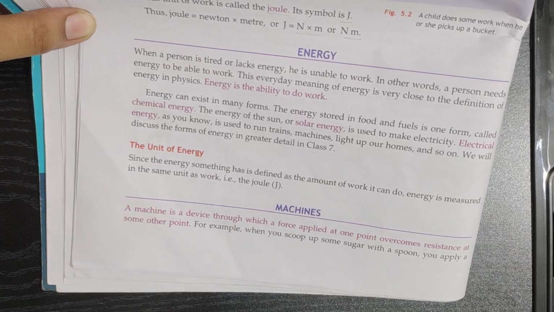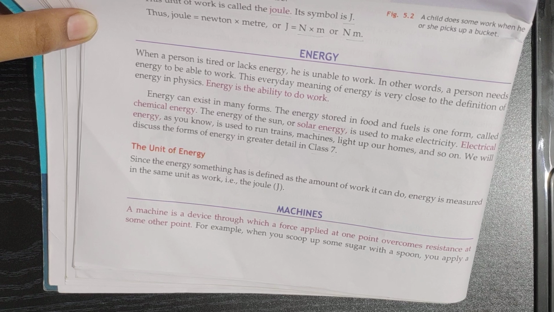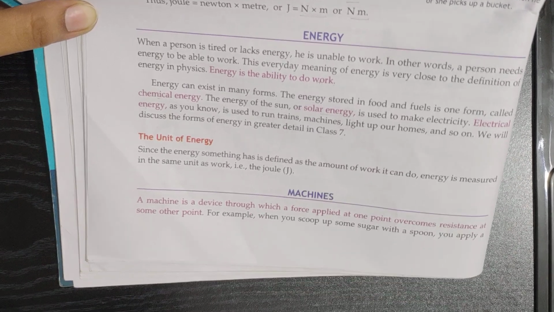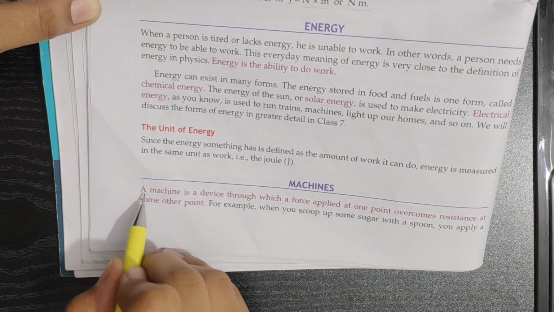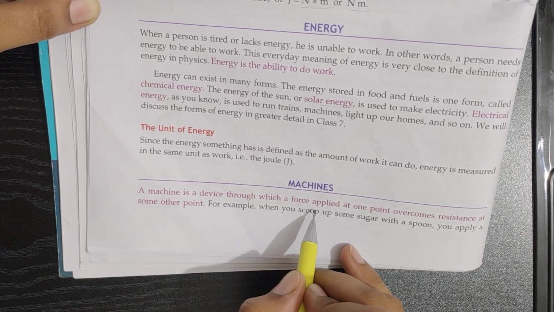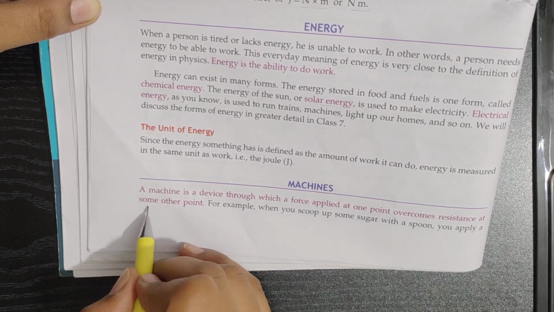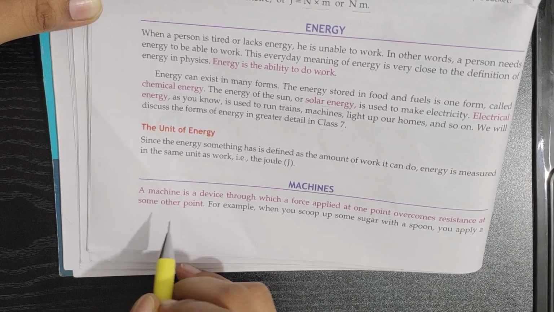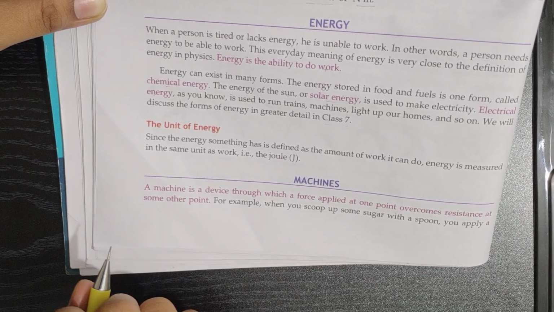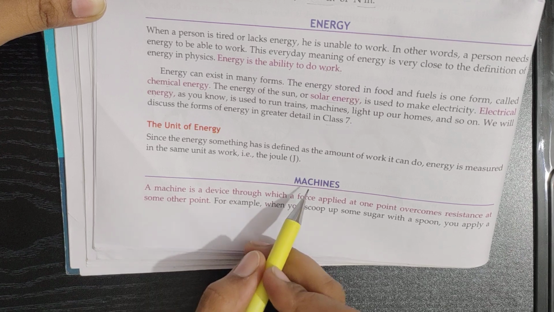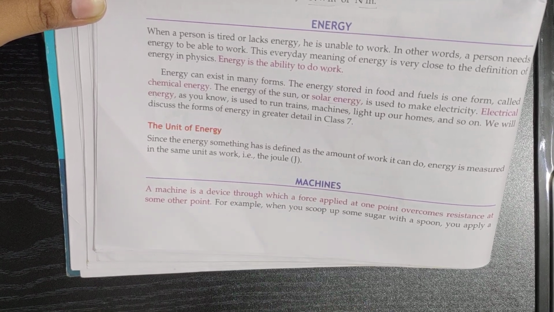Right? Now come to the third major topic of the chapter, that is machines, which is the main and important topic of the chapter. What are machines? A machine is a device through which a force applied at one point overcomes resistance at some other point. But you have already done these things in the 5th standard in science. Under machines, we will discuss the 6 major types or categories of machines.